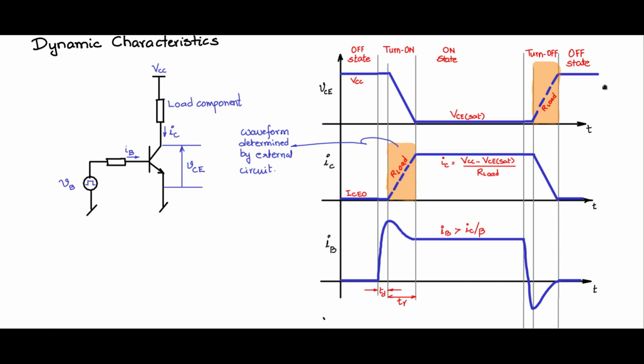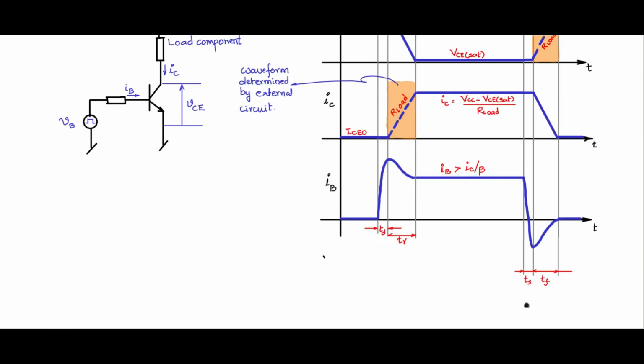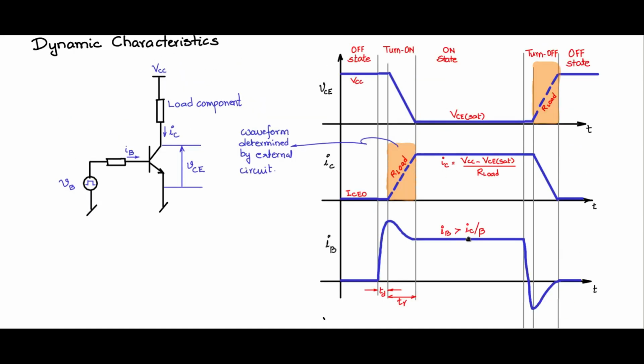So this is how the dynamic characteristic of a BJT will look for turning on and turning off. Moving from the off state to the on state, you have the turn on transition, and moving from the on state to the off state, the turn off transition. The turn on is composed of two parts, the delay time and the rise time. The turn off is again composed of two parts, the storage time and the fall time. So this is your dynamic characteristic for the BJT.